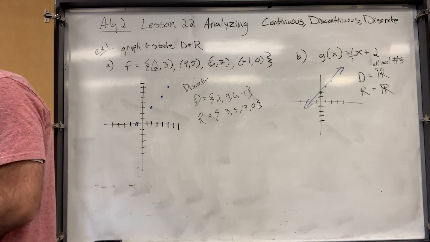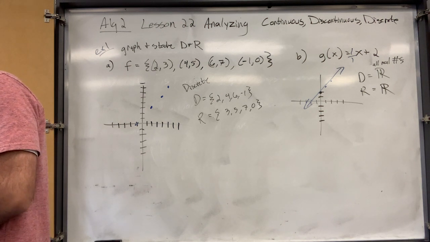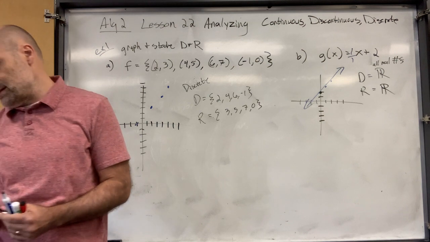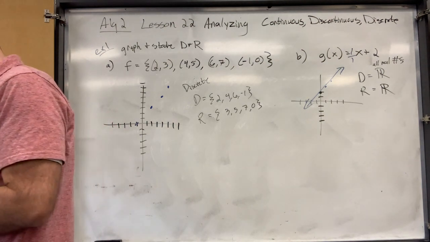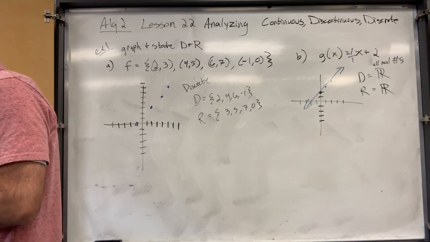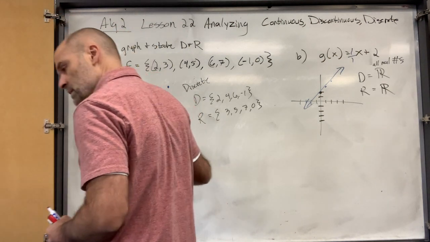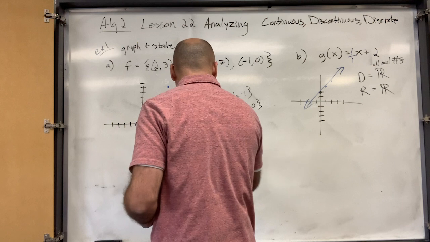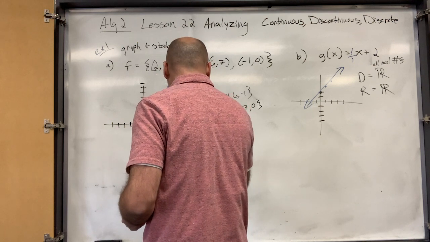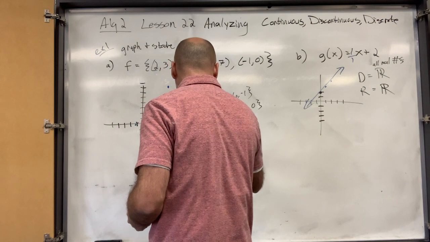Okay, now discontinuous functions have specific places where they are not continuous. Let me show you this. This is another example of a discontinuous function.